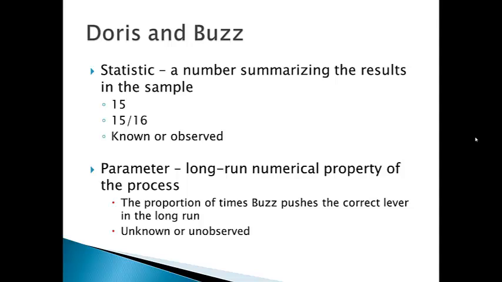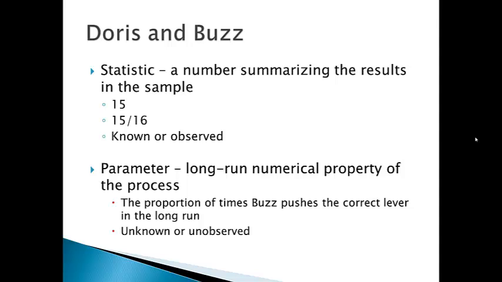A statistic is a single number that summarizes the results in the sample. For the examples we're looking at now, that's either going to be a count, like 15, or a proportion, like 15/16. The key to remember is the statistic is a known or observed value. We watched Buzz push the correct lever 15 out of 16 times.